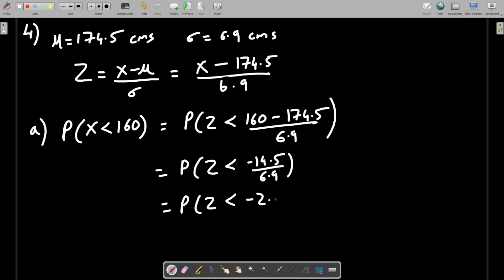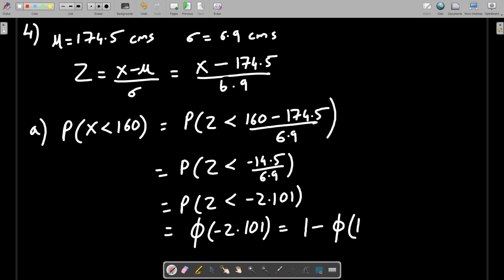2.101. Okay, so this is what we have to find out. So this is what we read as phi of minus 2.101. Okay, so this is same as 1 minus phi of positive 2.101.